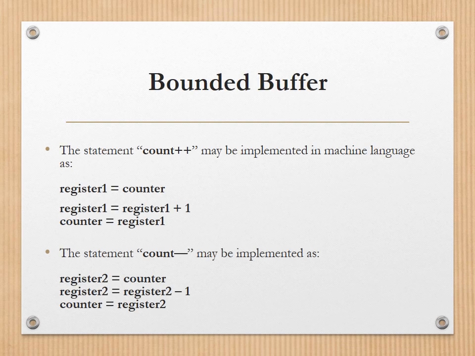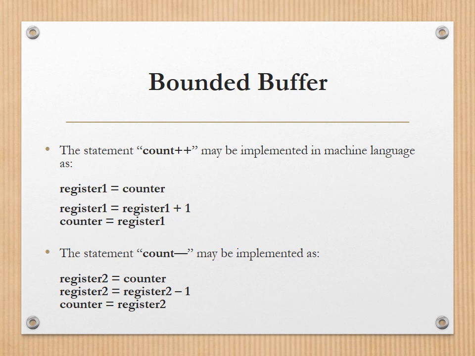The bounded buffer problem involves a shared buffer, where producers add items and consumers remove them. A critical aspect of this problem is ensuring the correct update of the shared variable counter, which tracks the number of items in the buffer. Non-atomic execution of counter++ and counter--.